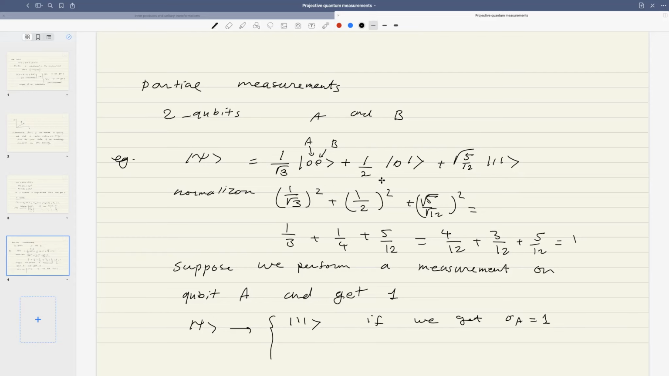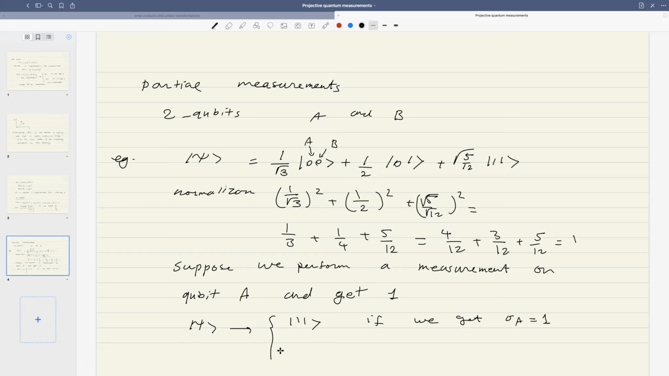So then when you get 0 for A, essentially we're killing this term, right? That has an A that's not 0. But there's one problem in that, because the resulting state is not going to be normalized, and the sum of the probabilities won't add up to 1. So that gets corrected by just normalizing the resulting state.